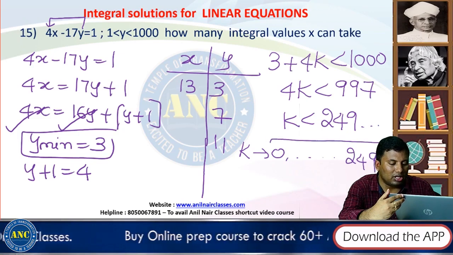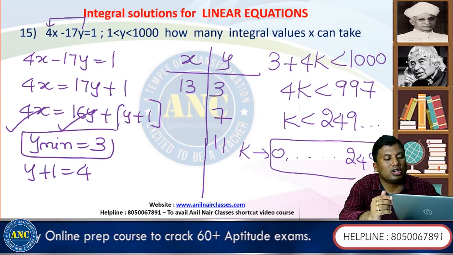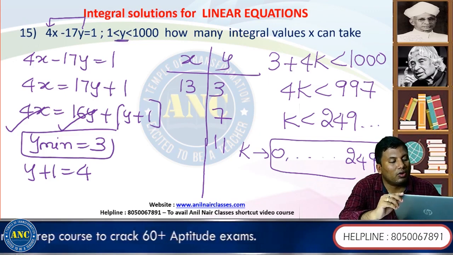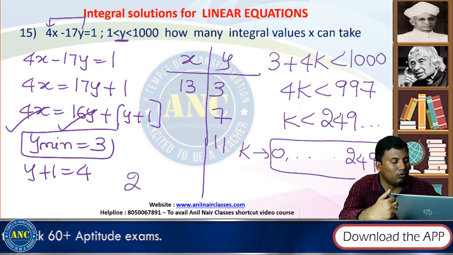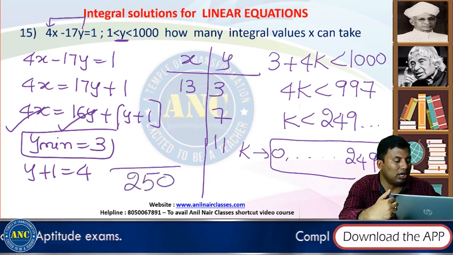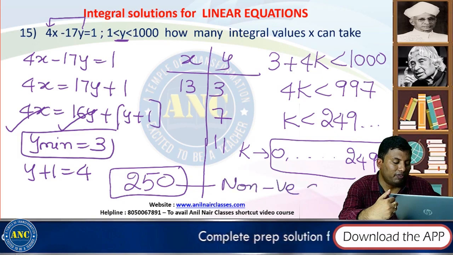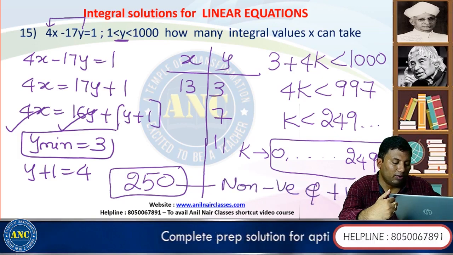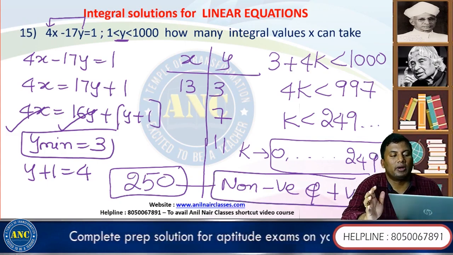So k can go from 0 to 249. Can I take 0? If k is 0, 0 times anything is 0, and 0 plus 3 is 3, the lowest value of y greater than 1, so 3 exists. 0 to 249 gives 250 values, so 250 positive integral solutions exist. I hope it is clear.